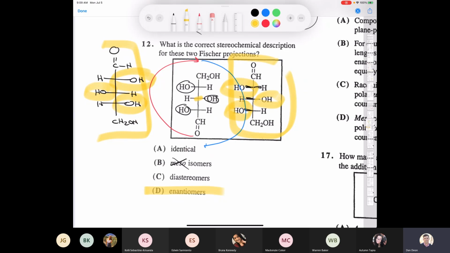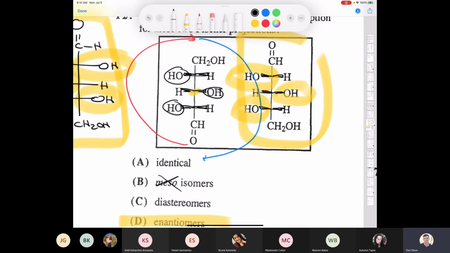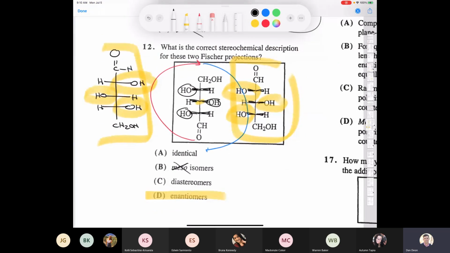All right, so really what this question is getting around is that you've got to understand, when you see a Fischer projection, that the horizontal bonds are all coming out towards you. So you can't flip it like a pancake. Cannot do that. It's against the rules. All right, there we go. So let's move on to question number 20.